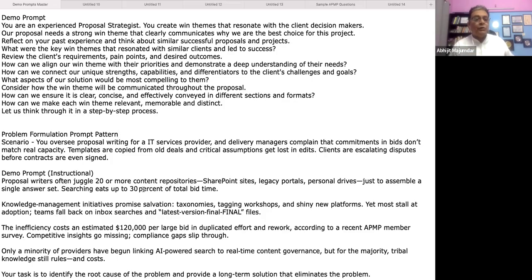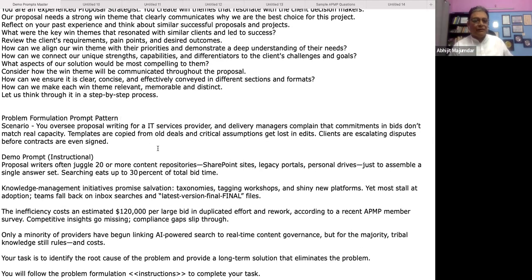So the overview is: you are a proposal service provider, and the delivery managers in your organization say that what you give in your proposal does not meet the actual real capacity or real units, and you are copying from old deals, and all critical assumptions are lost in edits. People do not really care what assumptions have been made. Generally we don't like to put assumptions in proposals, right? But there may be a reason why that assumption was made, and later it can become a delivery risk if that assumption is not stated in the proposal.